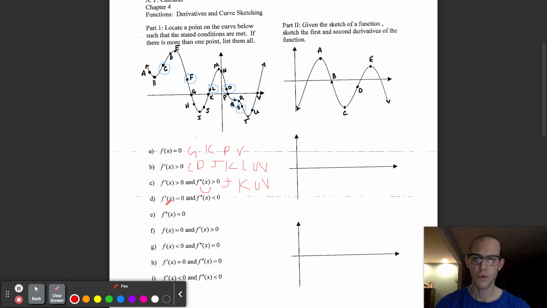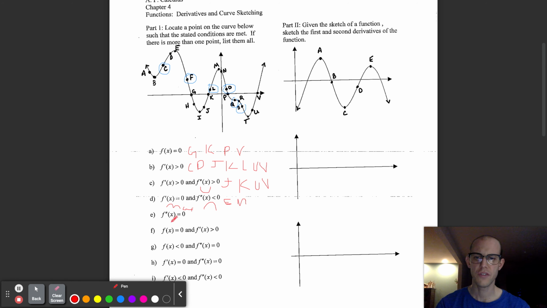Next, we're looking for when the derivative is equal to 0, which would be a max or min, and when the second derivative is less than 0, which is concave down. So that means a max. We're looking for the maxes. So that looks to be at E, M, and that's it.